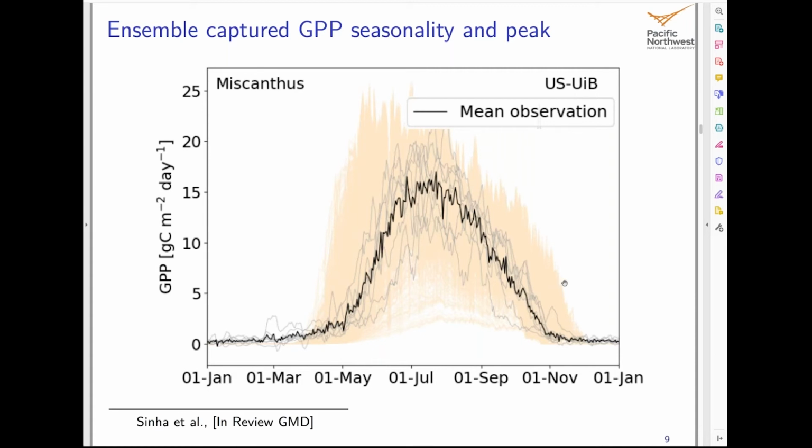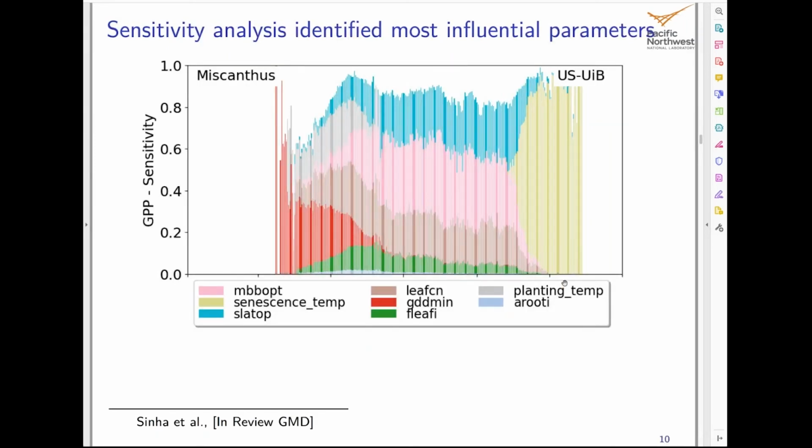So for that, we developed surrogates of ELM, and those surrogates were utilized for sensitivity analysis. So sensitivity analysis helps us identify which are the most influential parameters out of a given large number of parameters. So we started with 20 parameters, but the sensitivity analysis helped us identify the most influential parameters.